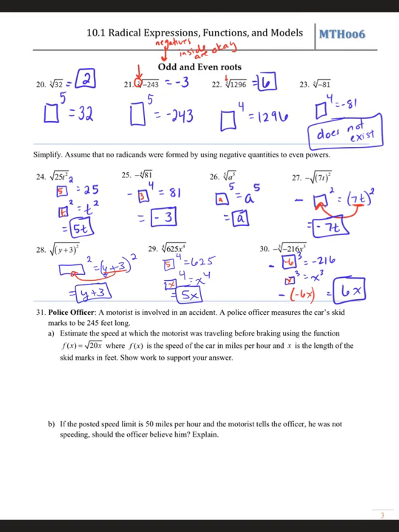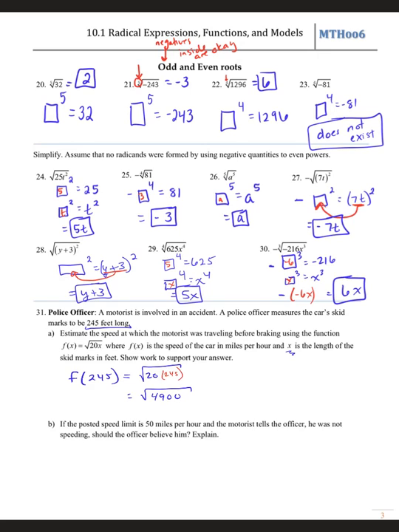So we know that the skid marks are 245 feet long, and x is the length of the skid mark, so we need to substitute that. We need to evaluate this function at 245. So we have to take the square root of 20 times 245. Now when you take 20 times 245 in your calculator, we get 4,900. So we have the square root of 4,900.